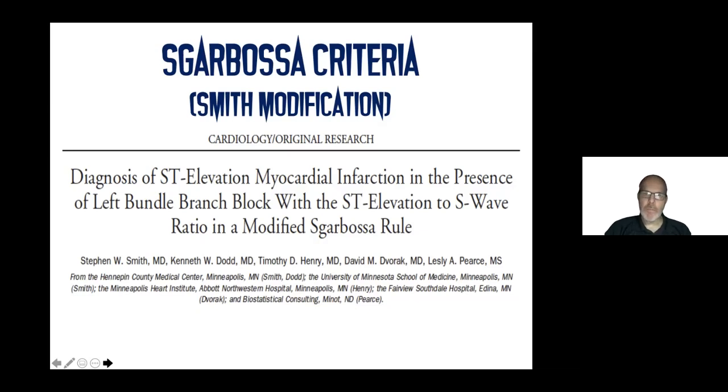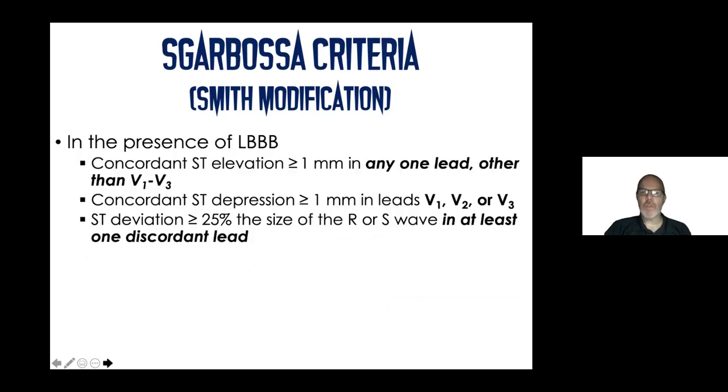So Dr. Smith et al. republished, and this has been validated. It's been known as the Smith modification to the Scarboza criteria, and this is what they look like. So the first thing you have to establish is you're looking at a left bundle branch block, and the patient needs to be having signs and symptoms of acute coronary syndrome. Left bundle branch block without an impressive patient really hasn't told you much. Just like an impressive patient with a normal EKG really hasn't told you much. We really like to see both of those because, let's face it, it just makes our job easier, but patients don't read the book.